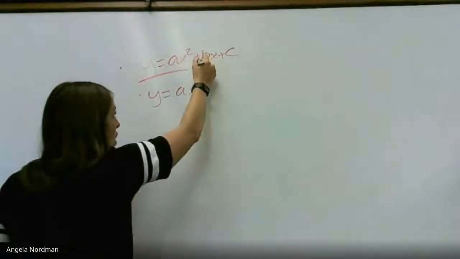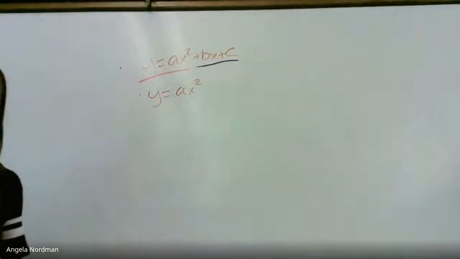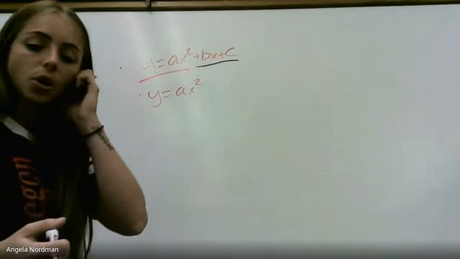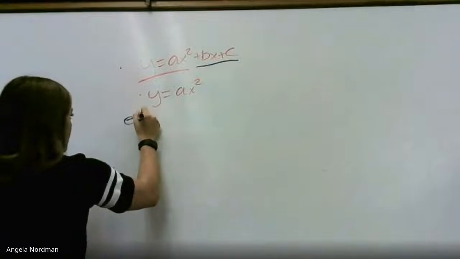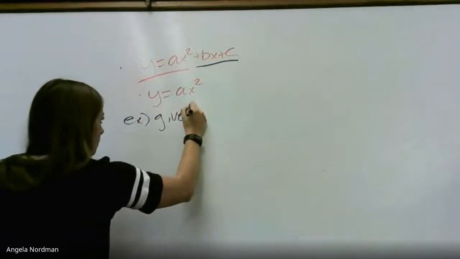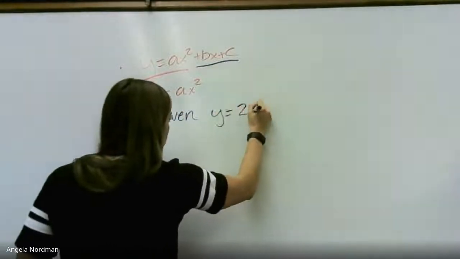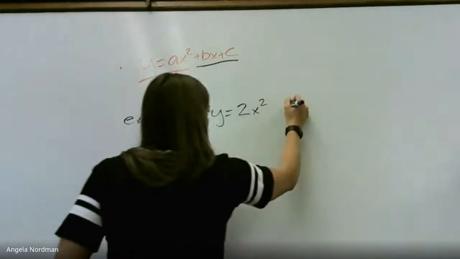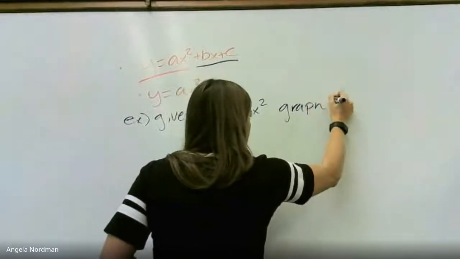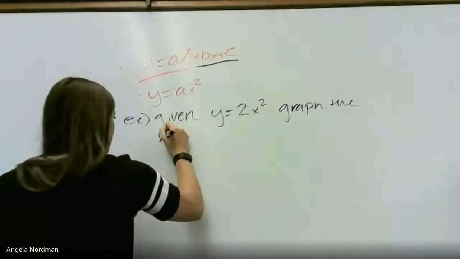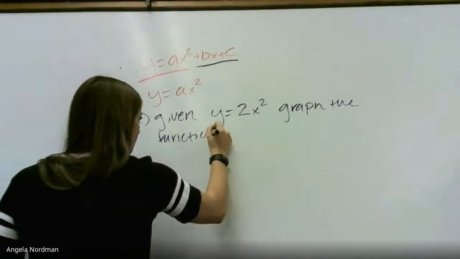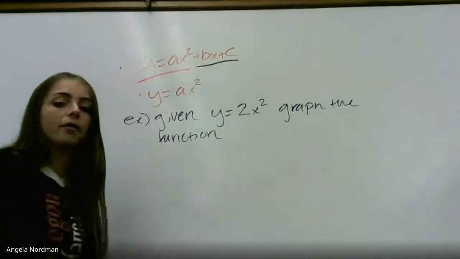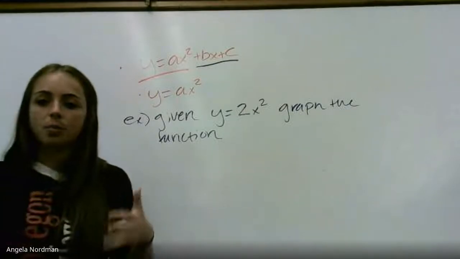Sometimes we don't have to use all of standard form for it to be standard form. Sometimes these functions come in shorter versions of that. So given, for an example, the function y equals 2x squared, I want you to graph the function. Okay, so first thing, when we start to graph quadratic functions, I need to know my starting point.